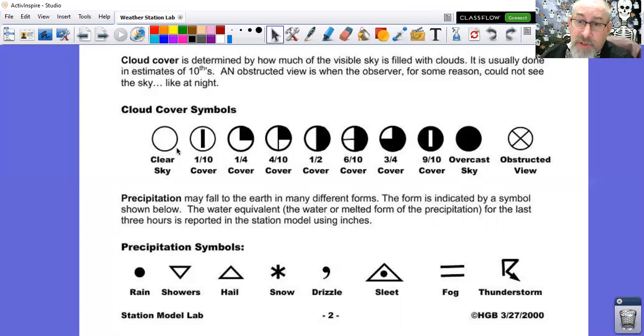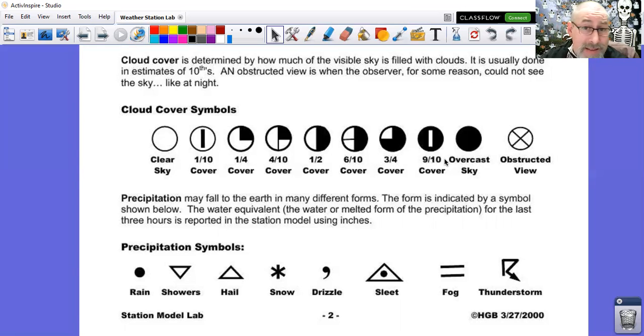So if we have a circle with just this bar colored in, that's 1/10 cover. The next measurement is a quarter, and it looks exactly like a quarter slice of pie. Then 4/10 is the quarter with the line straight down. And then 1/2 is pretty straightforward. It's half the circle. Then 6/10, just like from 1/4, we drew the line down, for 6/10 you're just going to draw the line across. And then we go to 3/4.